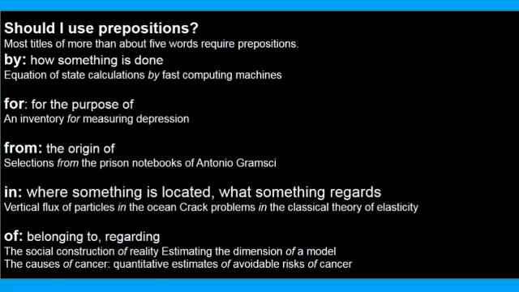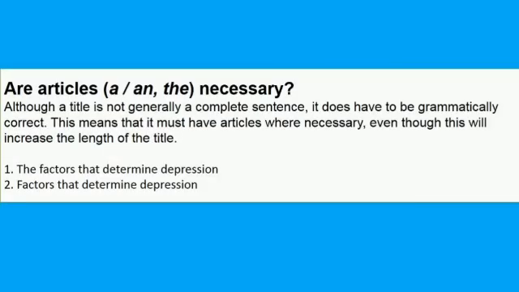Of: belonging to, regarding. Cancer causes, cancer avoidable risk, quantitative estimates. The cause of cancer, quantitative estimates of avoidable risk of cancer. The important thing to note is that the use of prepositions helps the reader to understand how the various elements in the title are related to each other. Also note that writing a title so that it contains prepositions may involve adding a, an, or the.